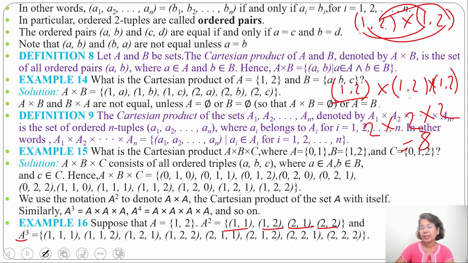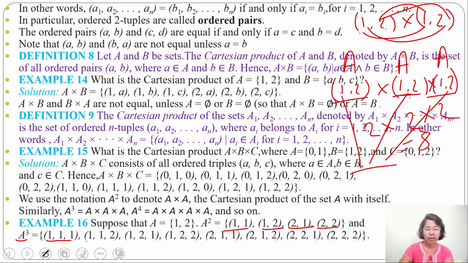And each triple contains one element from the first {1, 2}, then one element from the second {1, 2}, then one element from the third {1, 2}. This is the first set A, second set A and third set A. We are doing the cross product of A three times. So it will contain (1, 1, 1), (1, 1, 2), (1, 2, 1), (1, 2, 2), (2, 1, 1), (2, 1, 2), (2, 2, 1), (2, 2, 2). Always do it in a sequence, it will help you to track.